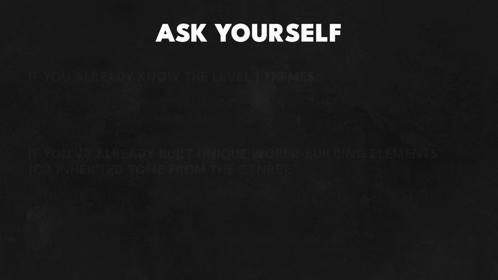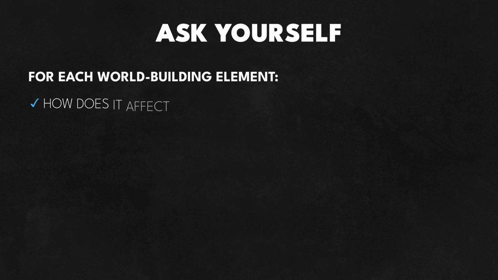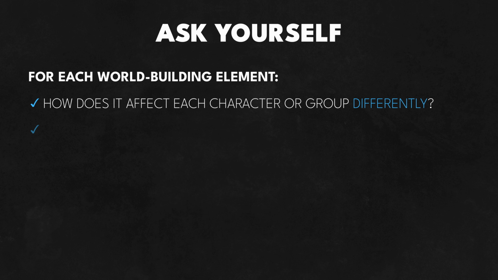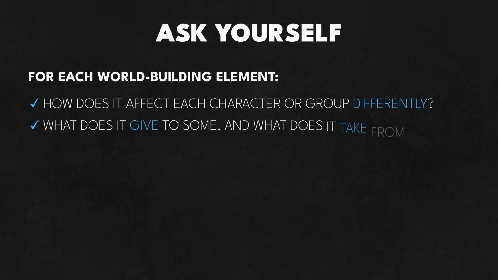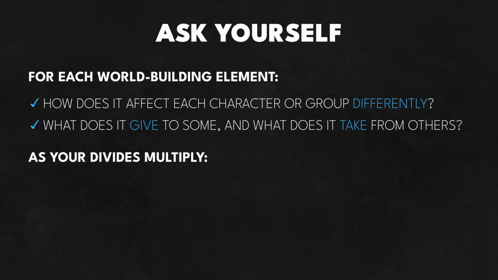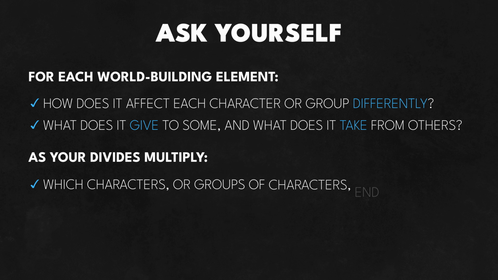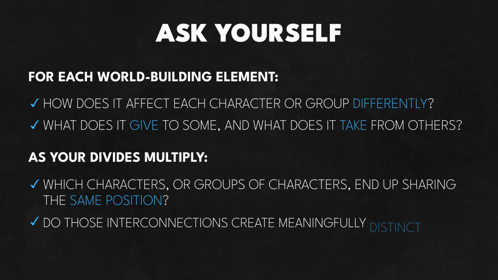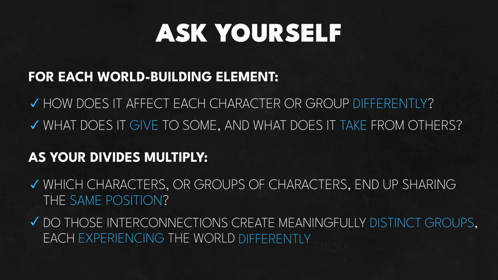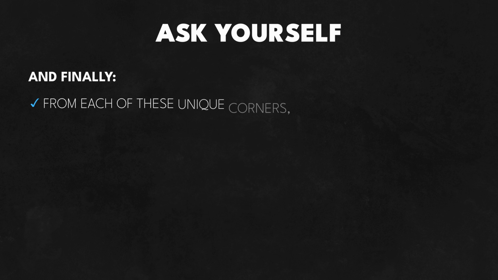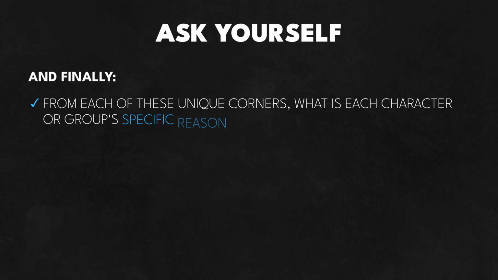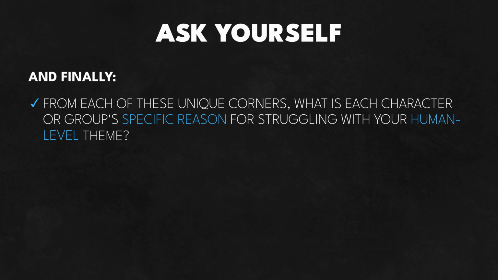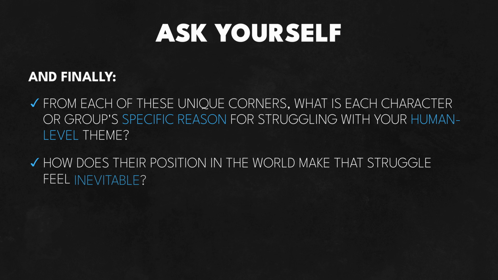After that, ask yourself, for each world-building element, how does it affect each character or group differently? What does it give to some and what does it take from others? And as your divides multiply, which characters or groups of characters end up sharing the same position? And do those interconnections create meaningfully distinct groups, each experiencing the world differently from the others? And finally, from each of these unique corners, what is each character or group's specific reason for struggling with your human level theme? And how does their position in the world make that struggle feel inevitable?